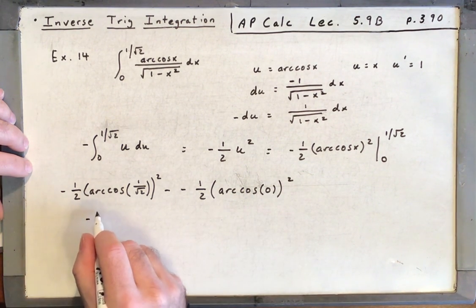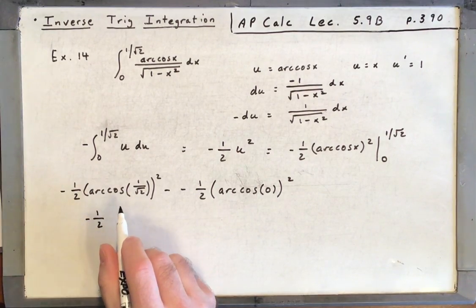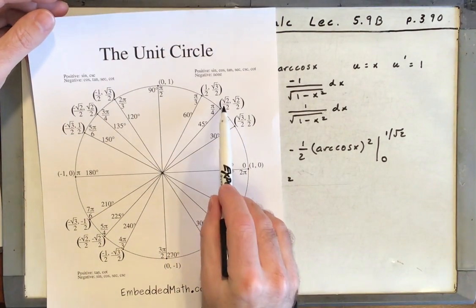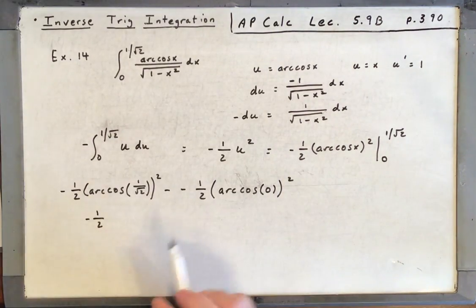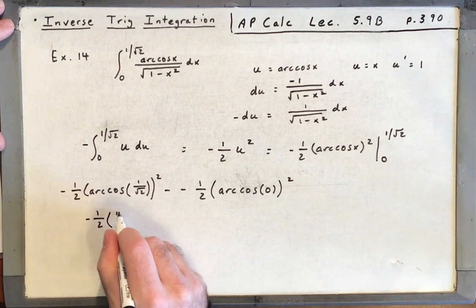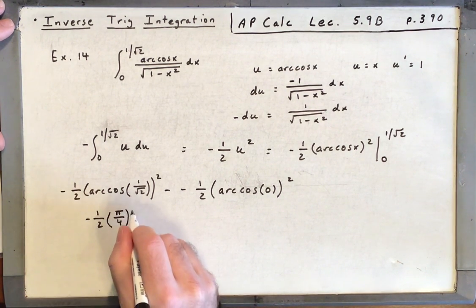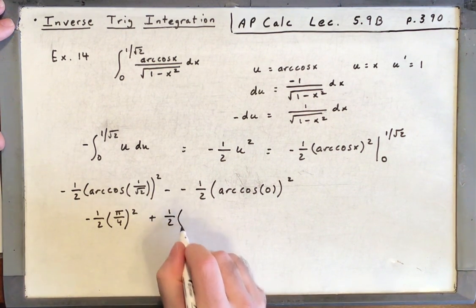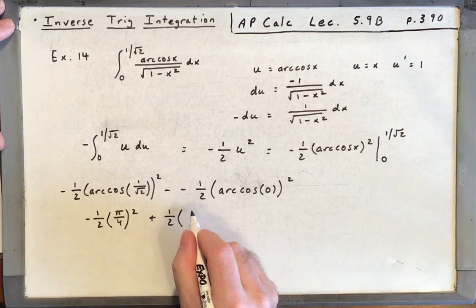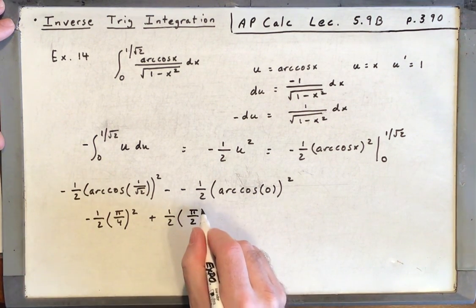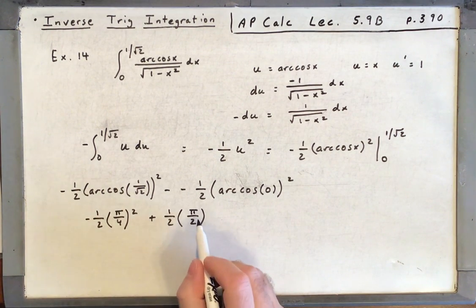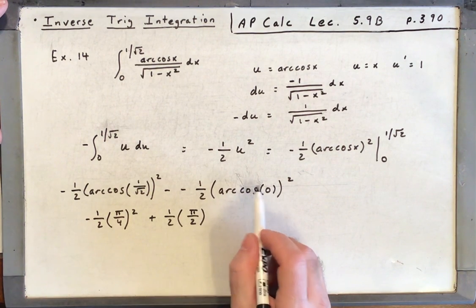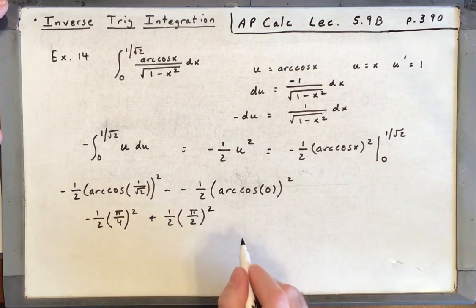Okay, so this is going to be negative 1/2. If you look at your unit circle, remember it's root 2 over 2. Where's cosine root 2 over 2? It's at pi over 4. So we got negative 1/2 times pi over 4, all squared. Don't forget to square that. Plus, two negatives make a plus, 1/2. The angle whose cosine is 0 is pi over 2. All right, remember you can't pick 3 pi over 2. That's outside that domain restriction. We've got to pick answers between 0 and pi. Let's not forget to square that.